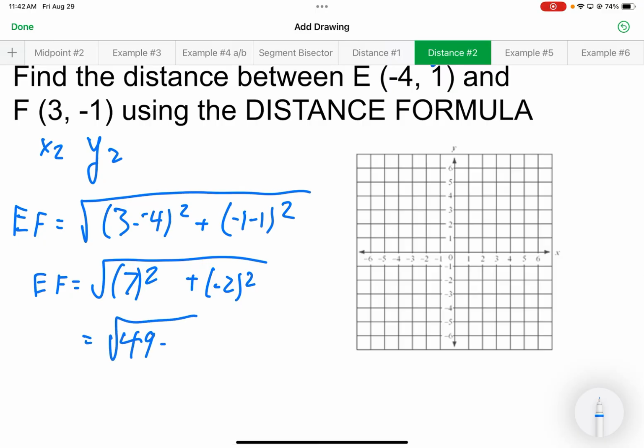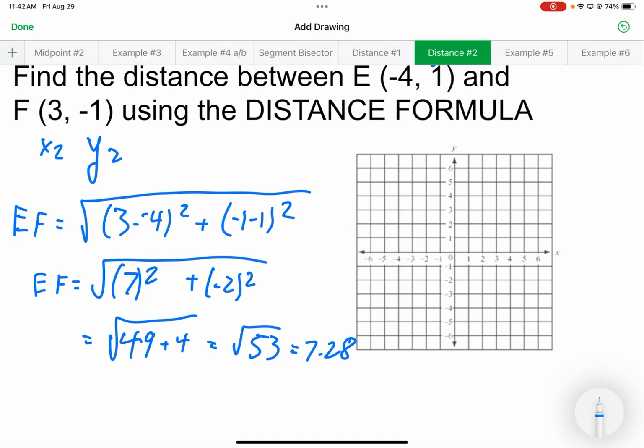-2 squared. Yes, it is not -4. It's 4. When you square a negative number, it becomes positive. 49 plus 4? Square root of 53. So that's a good answer, or 7.28, which Carter checked for us. Okay? Questions there? We feeling all right?